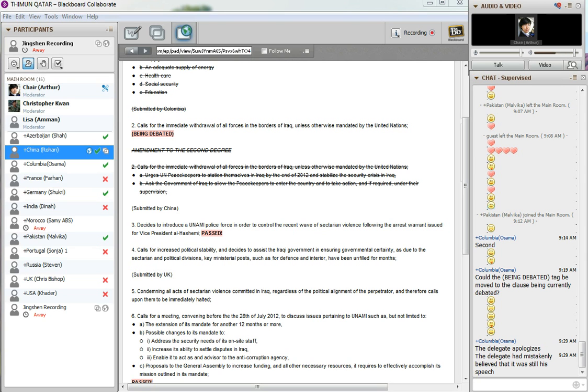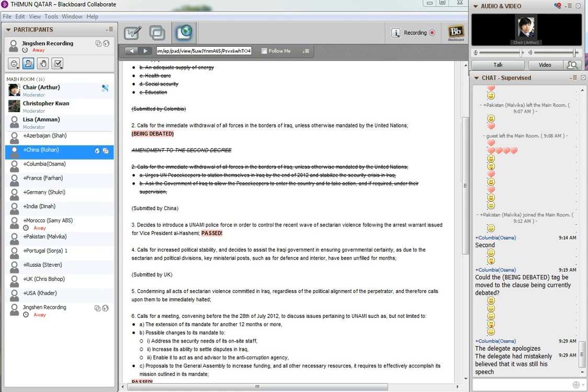Delegates are reminded to vote. All delegates are reminded that all delegates must vote. Delegate of Russia, please cast your votes. With 6 votes for and 5 votes against, this amendment to the first degree passes. Please make the relevant changes in your resolution.